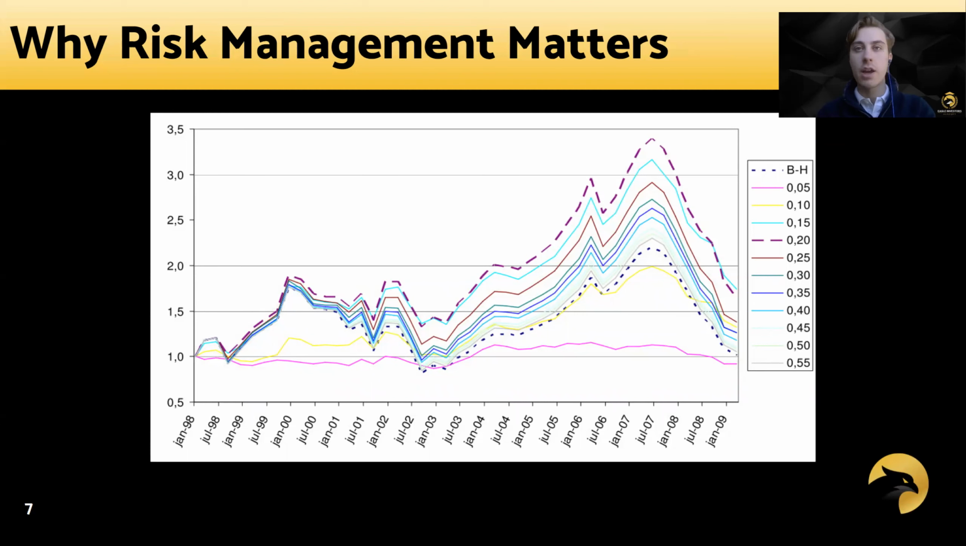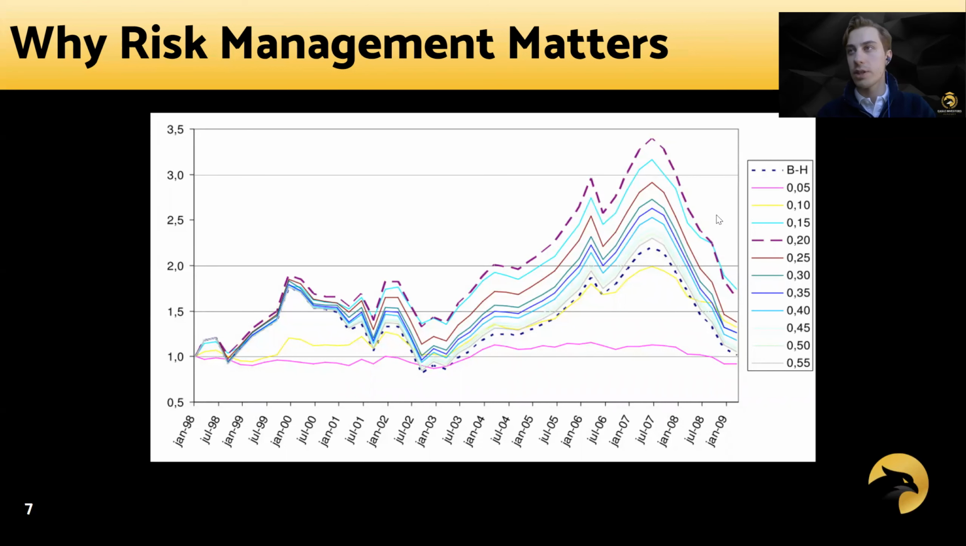Essentially, this is the trailing stop losses. What you see on the right is that this B&H, this blue line, is the buy and hold strategy. This pink line at the bottom is a 5% trailing stop loss, then 10% trailing stop loss, 15% trailing stop loss, 20% trailing stop loss, and so on, all the way to 55%. So ranging from 5% to 55% for these trailing stop loss levels.